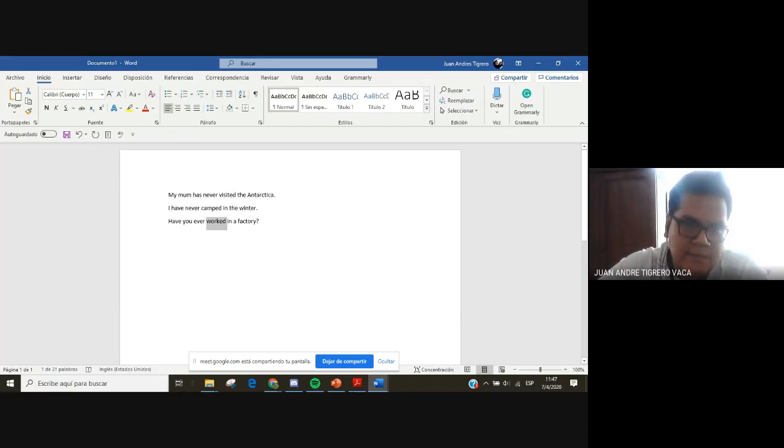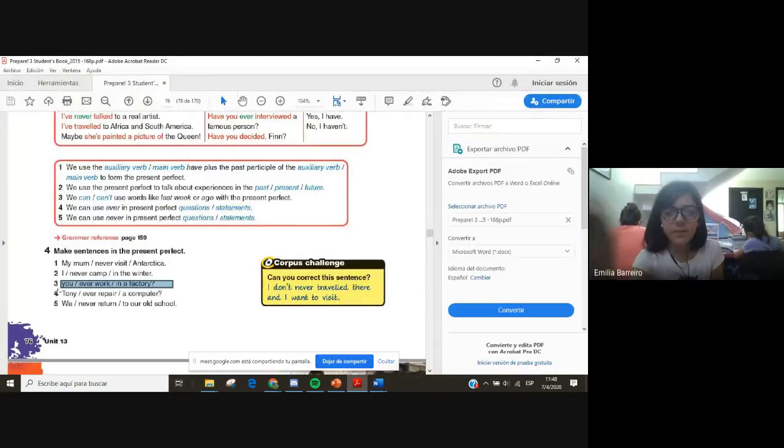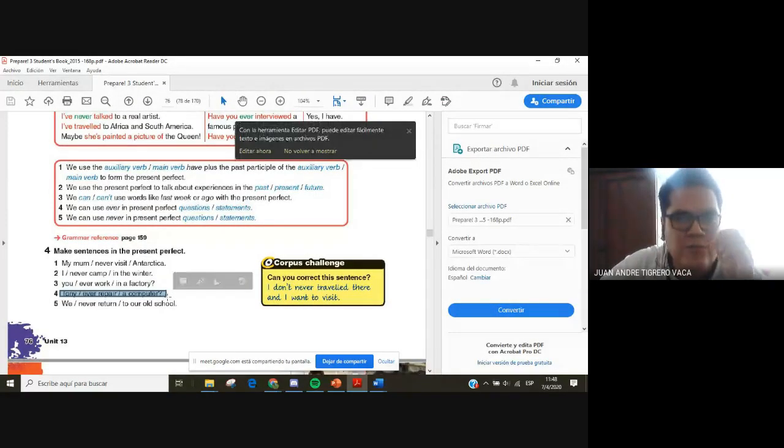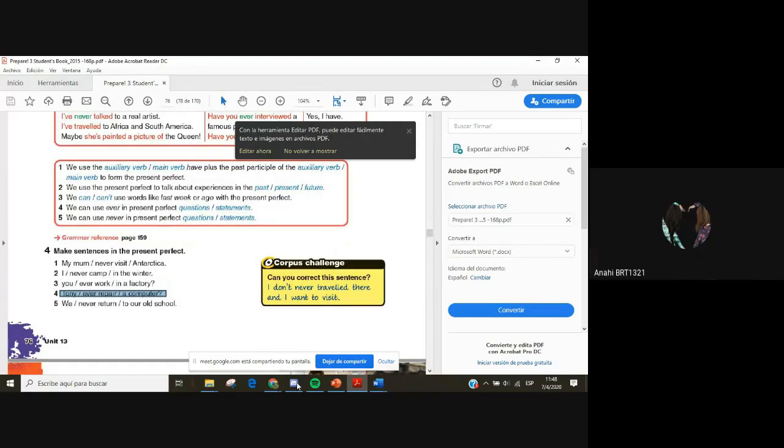Remember this. This is very important. Worked. The verb has to be in past participle, right? Otherwise, it's not correct. Next one. This one was kind of tricky. Most of you got it right, but some of you got it wrong.